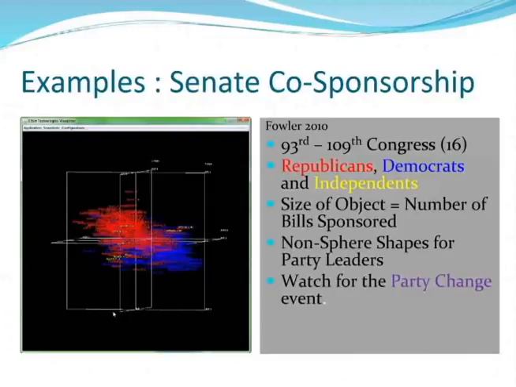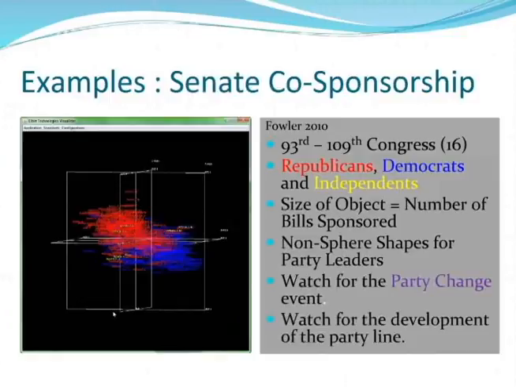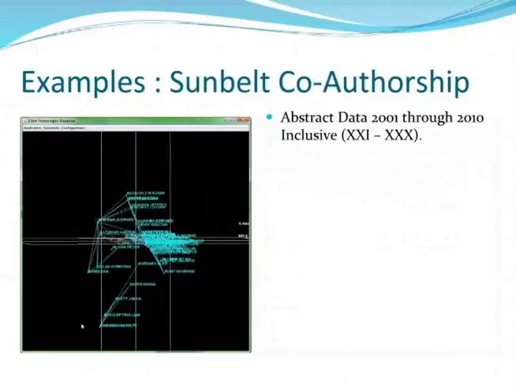The next data set comes from Dr. James Fowler. It's currently the 93rd through the 109th Congress, which is 613 points in time. And what this data represented was the co-sponsorship of Senate bills among the different senators. I have colored them appropriately for the way the U.S. colors their senatorial parties. Republicans are red, Democrats are blue, Independents are yellow. The size of the object will represent the number of individual bills sponsored by a given senator.